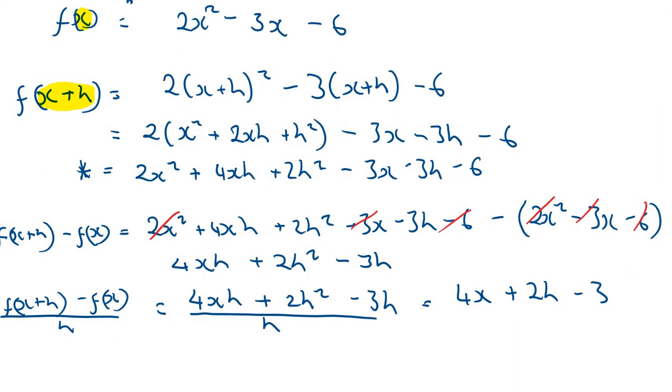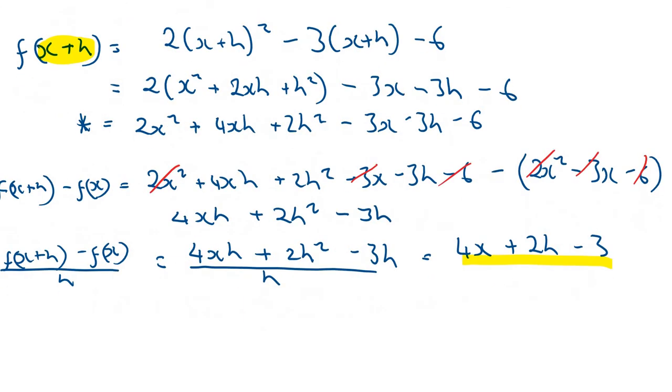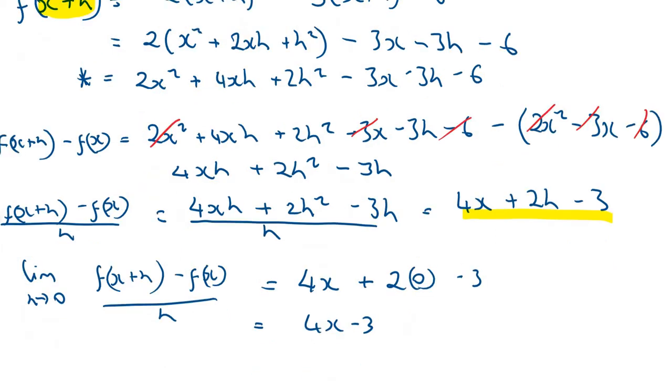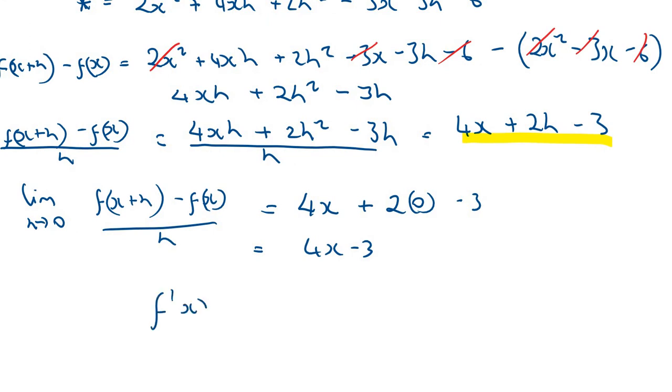So the limit of this as h goes to 0 is lim h goes to 0 of f of x plus h minus f of x all over h. When we're working out a limit as h goes to 0 for a standard function like this, we just simply plug in 0 for h. So that is just equal to 4x minus 3. So f prime of x is simply equal to 4x minus 3.